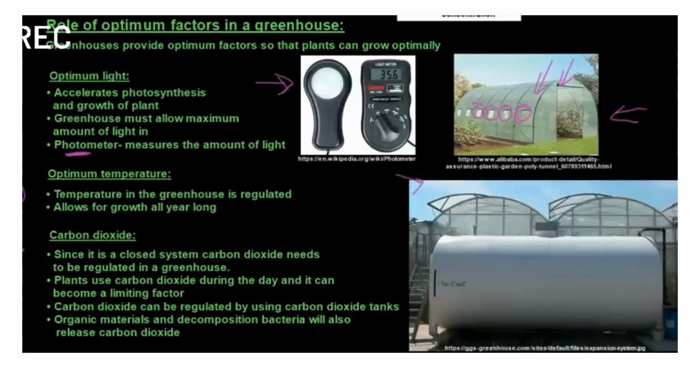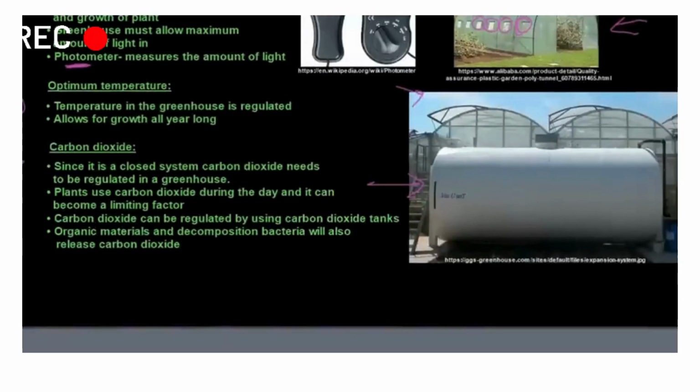Carbon dioxide, the next one. Since it is a closed system, carbon dioxide needs to be regulated in a greenhouse because it can't enter by itself. Plants use carbon dioxide during the day, and it can become a limiting factor if the plants use up all of the carbon dioxide. Carbon dioxide can be regulated by using carbon dioxide tanks like here. People can use them to pump carbon dioxide into these greenhouses, but you've also got more natural ways of getting carbon dioxide in by using organic materials and then decomposition bacteria that will also release carbon dioxide into the greenhouse to be able to regulate that.